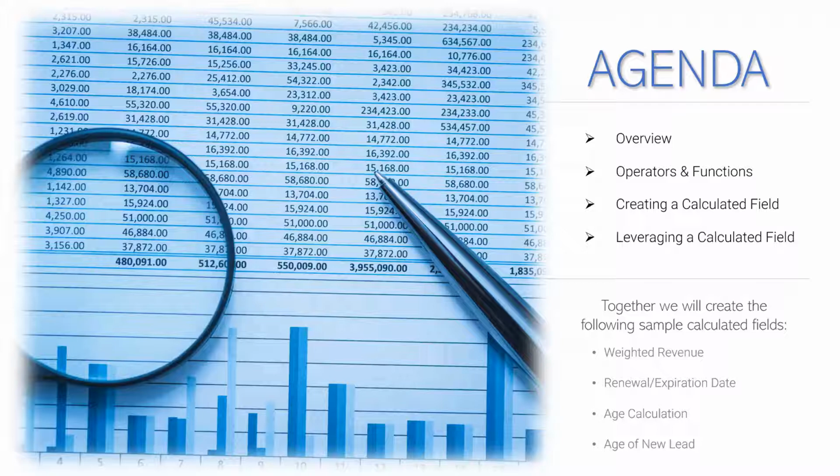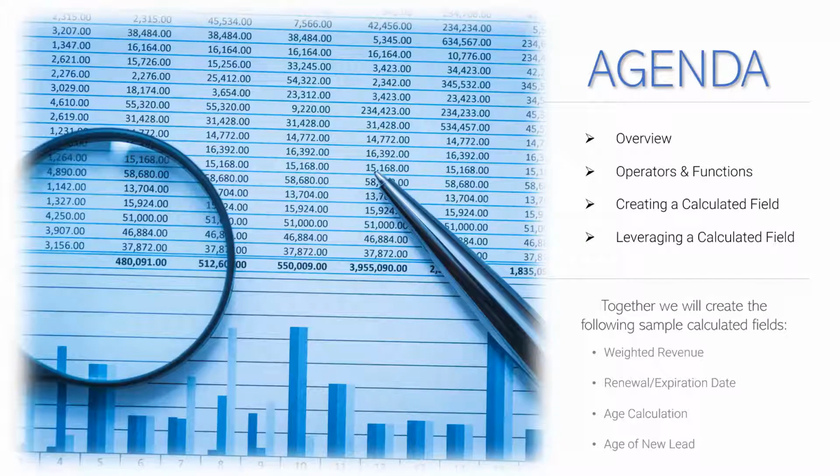You have your amount for your opportunity, and then you have your percent probability for whatever sales stage level you're at. And people want to know, well, what's the weighted amount? Where you're taking your percent probability times your amount to give you the weighted amount.